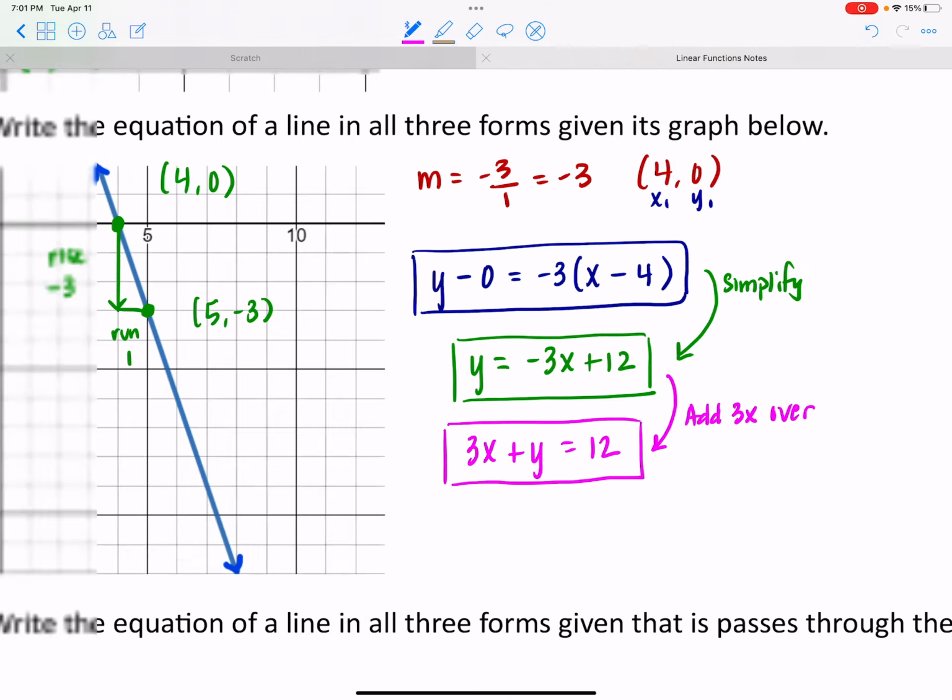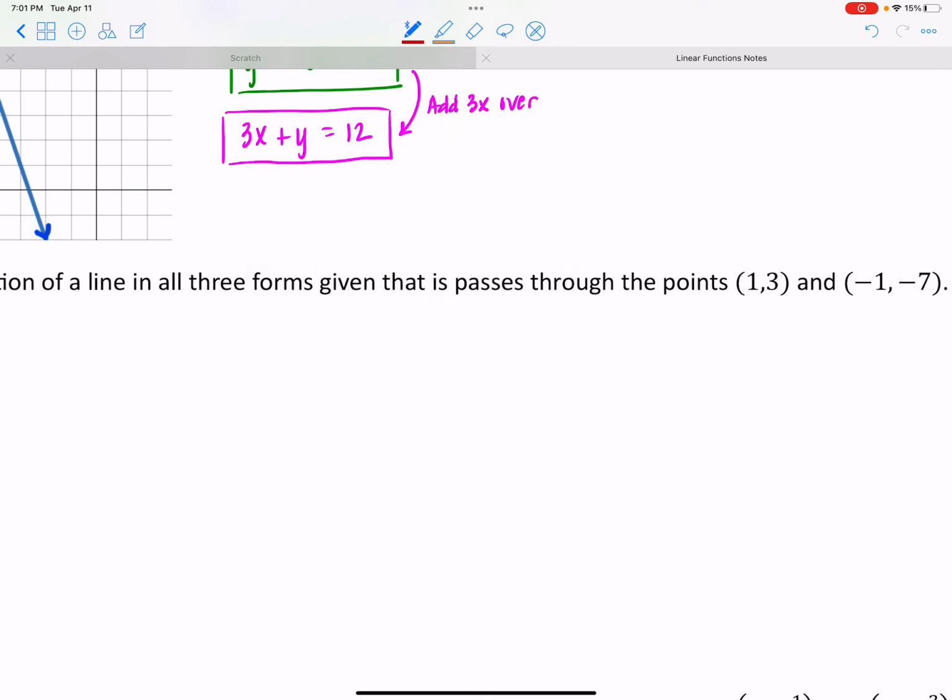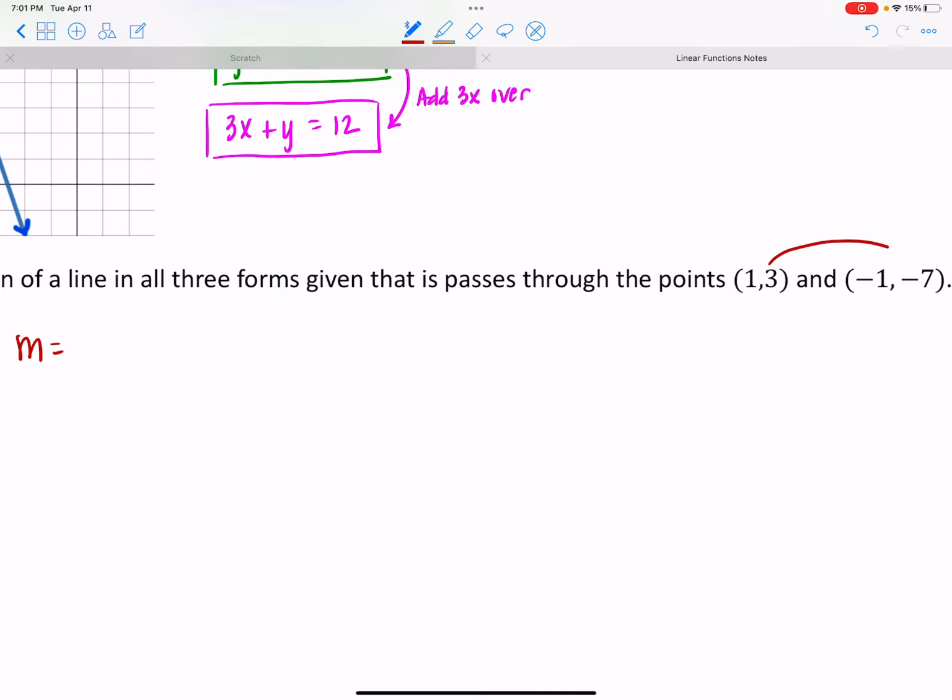So again, try to write the equation in all three forms. This time we're given that our line passes through 2 points. So just like the last one, I had to find the slope first. That's what I want to do here. And I could graph this and count if I want, but remember, when we're finding slope, we're just finding the change in the y values, which I can also find by subtracting my y values, and the change in the x values I can find by subtracting the x values. So I'm going to call this x1, y1, x2, y2, just so I can be consistent here.